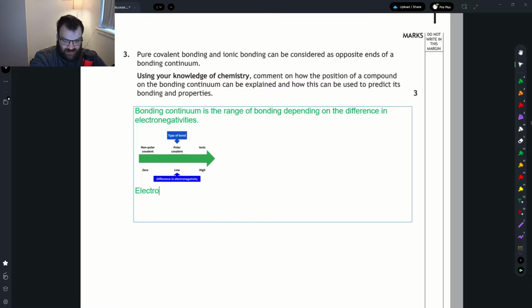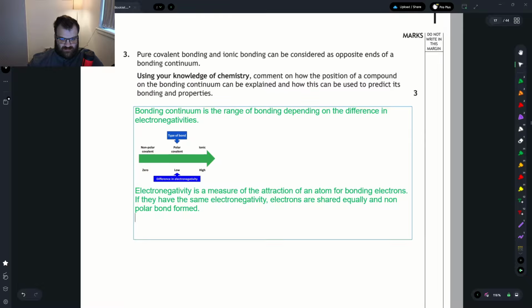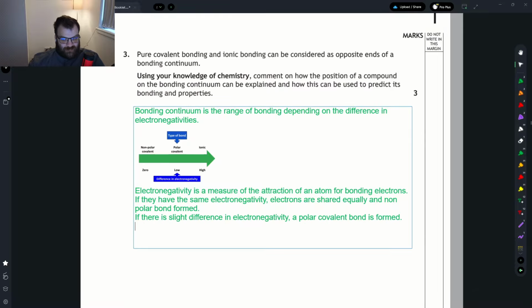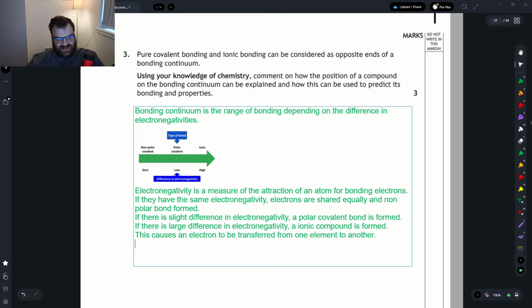I think it'd be worth telling them what electronegativity is. Electronegativity is a measure of the attraction of an atom for bonding electrons. If they have the same electronegativity, electrons are shared equally. Non-polar bond formed. If there's a slight difference in electronegativity, a polar covalent bond is formed. If there's a large difference in electronegativity, an ionic compound is formed. That's when the electrons are transferred from one to another.